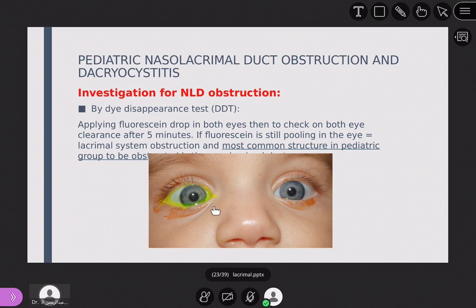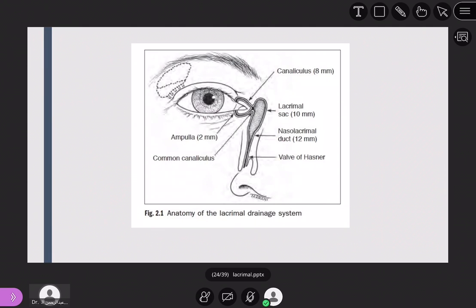You just put fluorescein drop here, fluorescein drop here. We can see that the fluorescein is here, but it drained already. Drained. The fluorescein just drained. But here I have obstruction, so the fluorescein stayed or pooled in the eye. So this eye is okay, but this eye has obstruction, as we mentioned. So obstruction mainly will be here in the pediatric group.